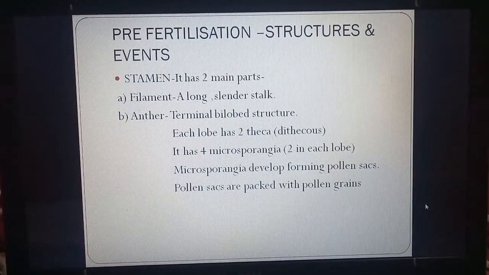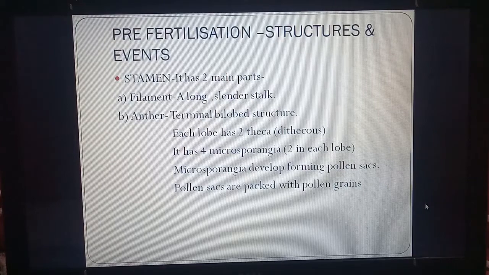Let us see the pre-fertilization structures and events. Pre-fertilization means before fertilization. So first, the structure of a stamen. Stamen has two parts. Filament is a long and slender stalk. Anther is terminal. It is found at the end and is bilobed. Each lobe has two theca. This condition is called diathecous. Theca means a chamber. So each lobe has two chambers.